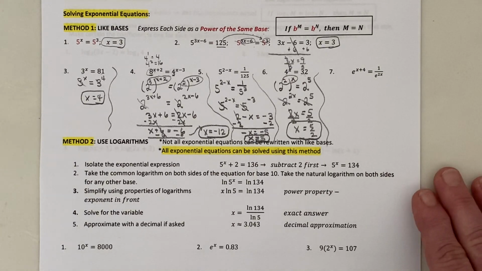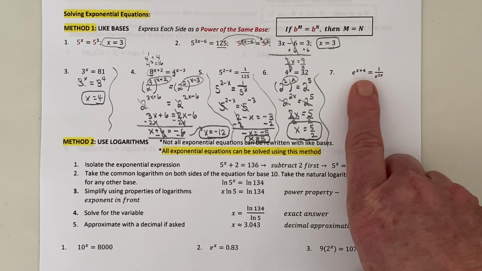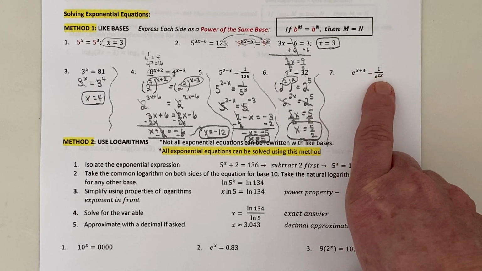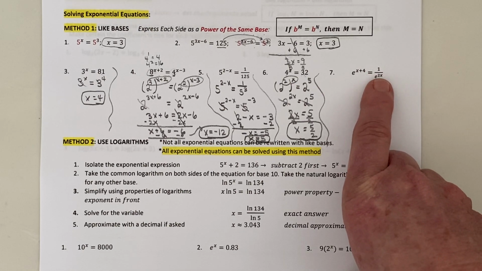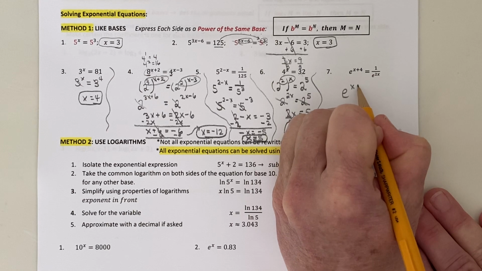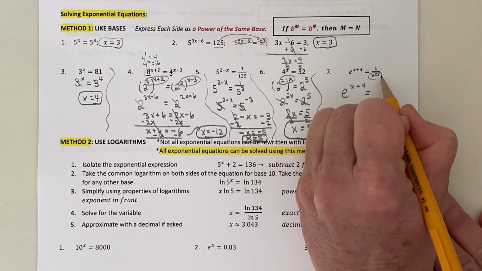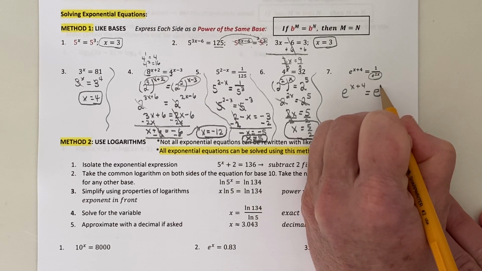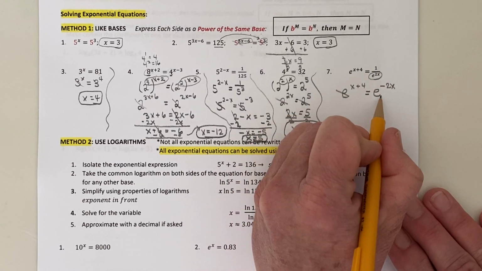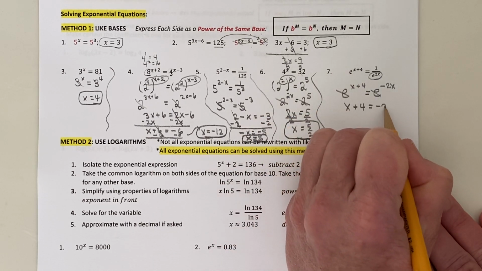All right, one more example of using the method of like bases to solve exponential equations. Notice the base here is e, and there's also a base e here. The problem is that this e is in the denominator of a fraction. So let's bring that up to the numerator. When you bring up e to the 2x, adjust and make the exponent -2x. Same bases. Set the exponents equal to each other and solve.